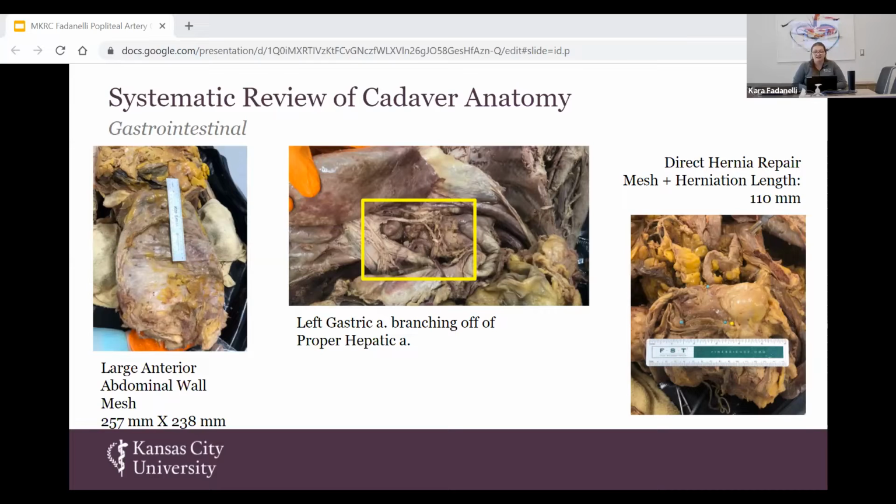An additional GI finding seen in our center image is the left gastric artery, which normally comes off of our celiac trunk. However, in this body, it branched off of the proper hepatic artery.